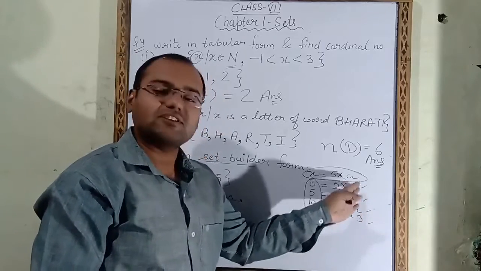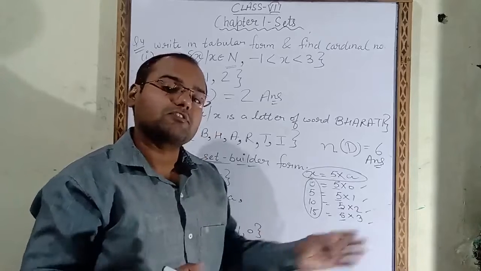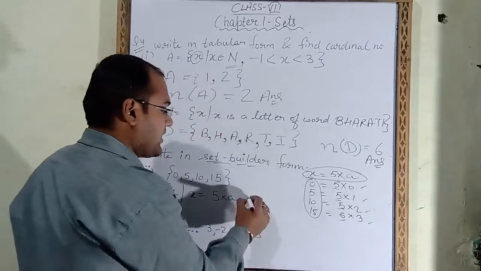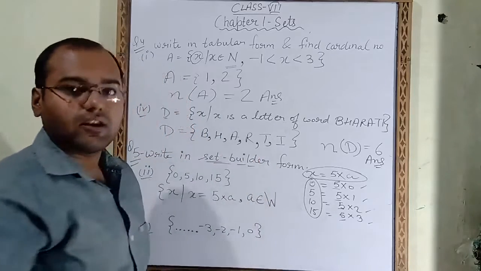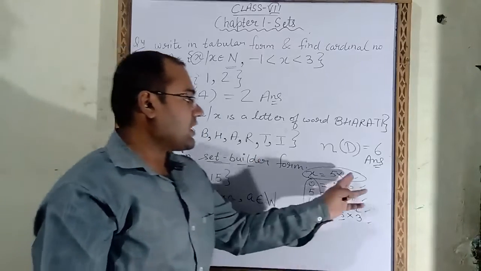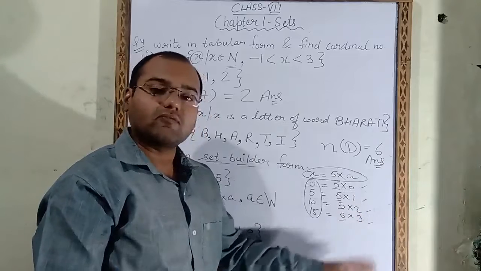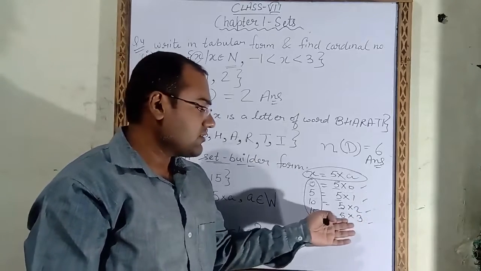0 is coming. That means these all are whole numbers. So we have to write here A belongs to whole numbers. Now the values of A are 0, 1, 2, 3. What is the largest value of A here? 3.